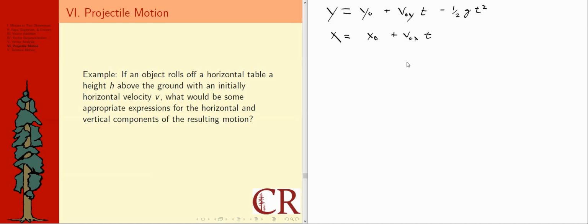If an object rolls off a horizontal table, a height h above the ground with an initially horizontal velocity v, what would be some appropriate expressions for the horizontal and vertical components of the resulting motion?